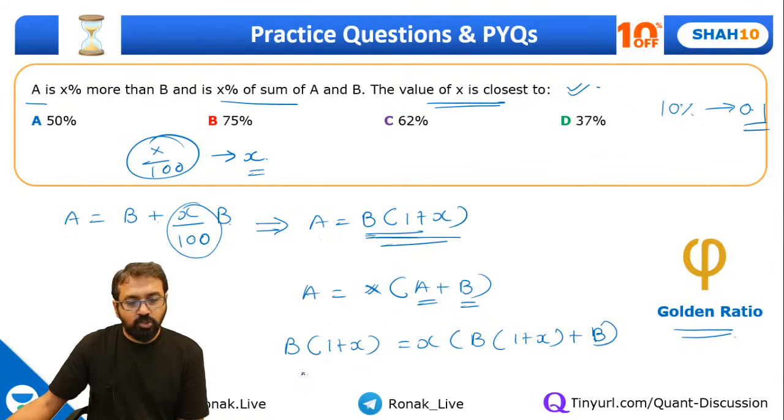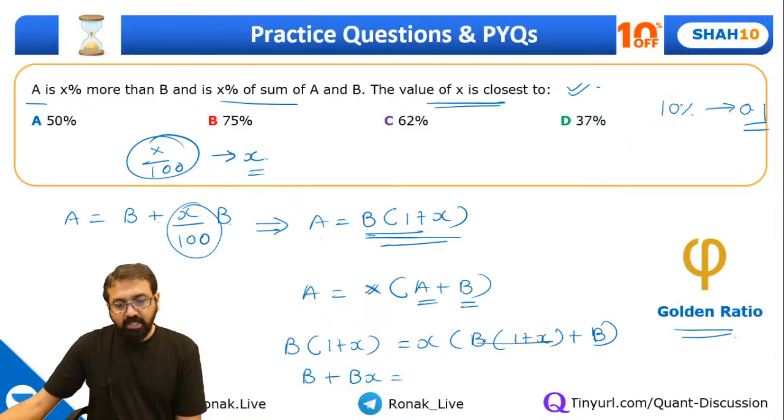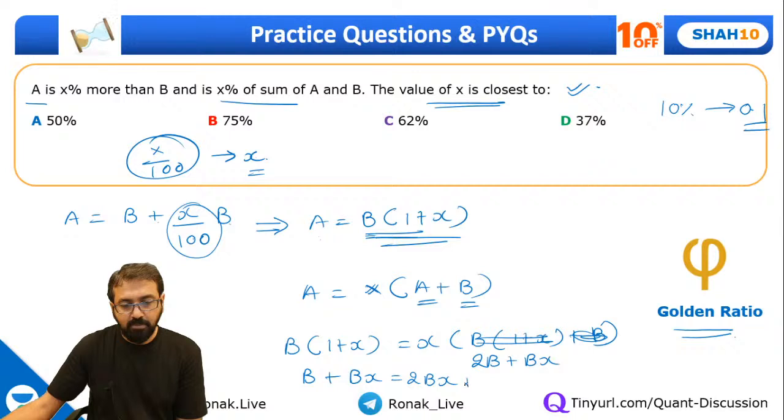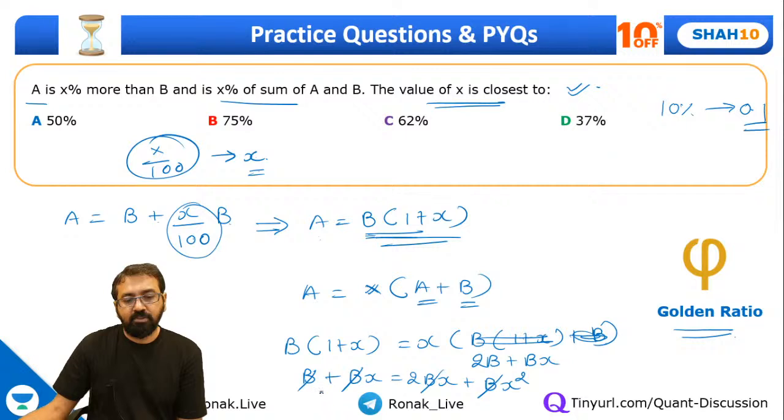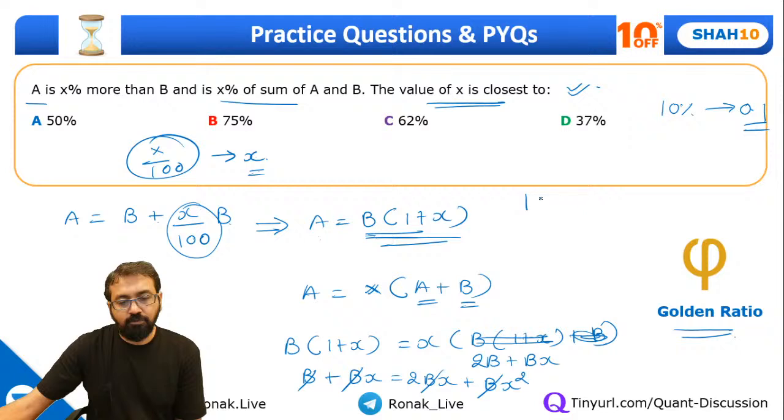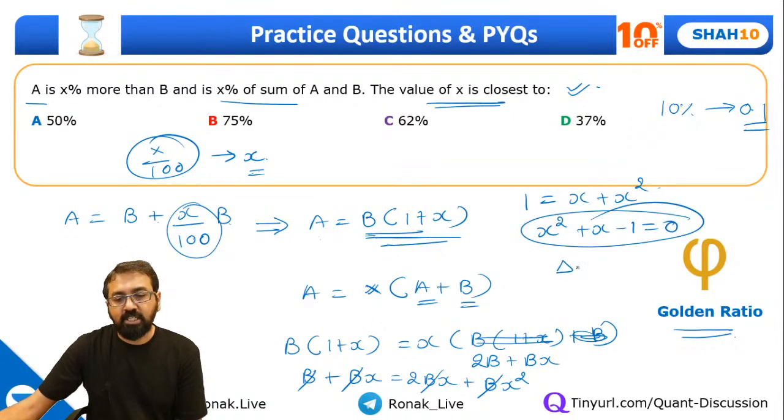Guys, right? So let's solve this. We will get B plus BX is equal to, now what will this be? B plus BX plus B, or I can say 2B, so this will be 2BX plus BX square. Can I cancel B from all the terms, right? So this will come out to be 1 is equal to X plus X square, or you can say X square plus X minus 1 is equal to 0. Now let's find the delta, because we'll have to use the root method.